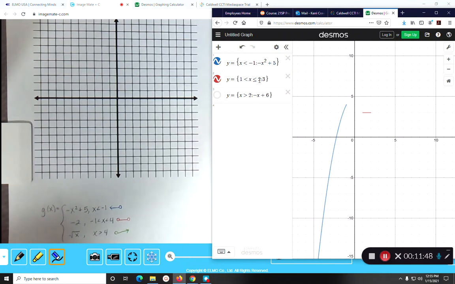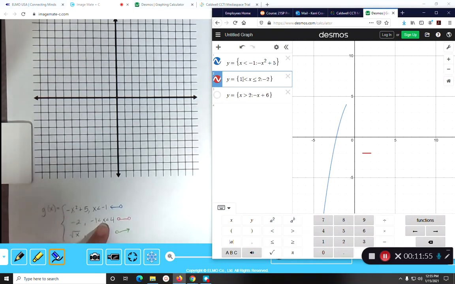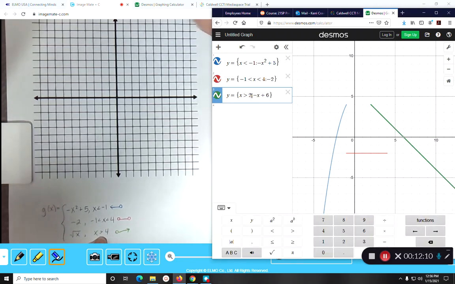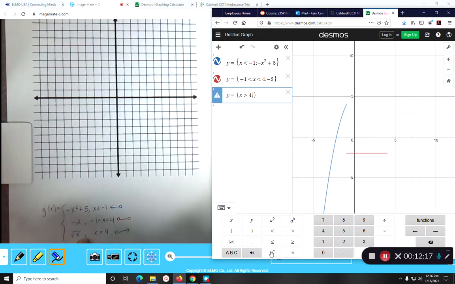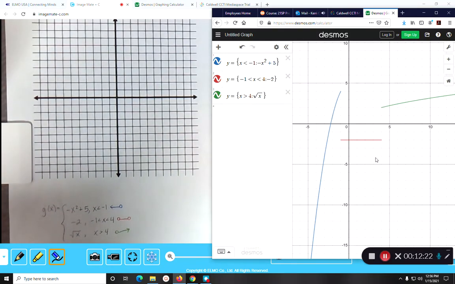Okay, for the middle piece, my function is negative 2, so I'm going to change that to a negative 2, and then my restrictions, or my condition, is negative 1 is less than x is less than 4. Alright, so there's that piece. And for my last one, my condition is x is greater than 4, and my function is the square root of x. So I'm going to come down here and hit the square root of x. Alright, so this is what I'm graphing this time, okay?